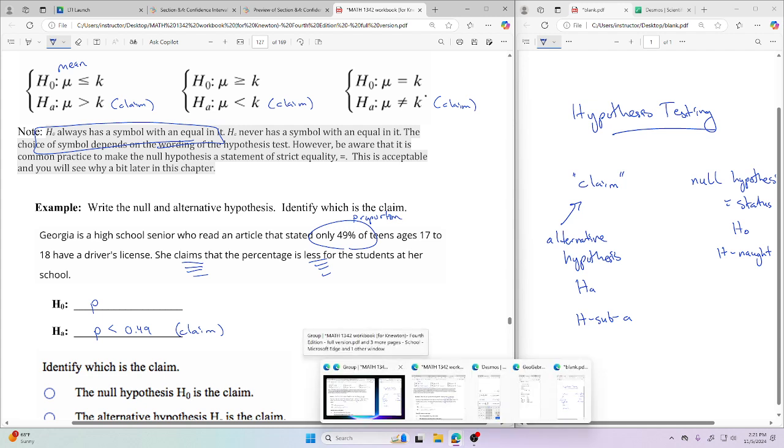So then, out of these three options up here, which one makes the most sense for the null hypothesis? What should I put here? Greater than or equal to. It's got to be the opposite of that, right? They're always literal opposites. 100% opposites, okay?